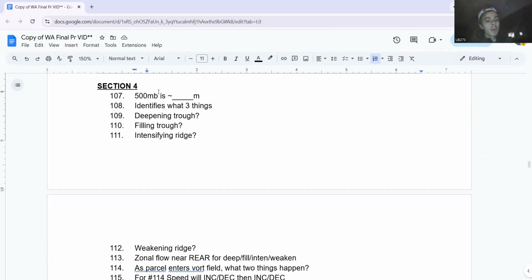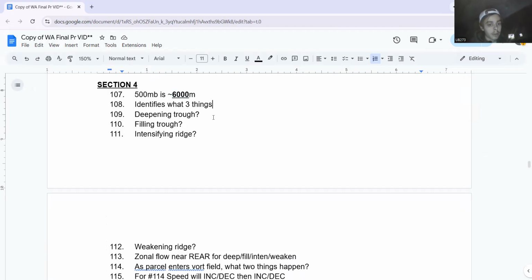The 500 millibar level is at about what meters? 6,000. You need to know that. I say about because remember, this is not a place with equal height. It's varying height. What things can you see at this level? This is where we see positive or negative vorticity advection, some short waves. That's really what it is.